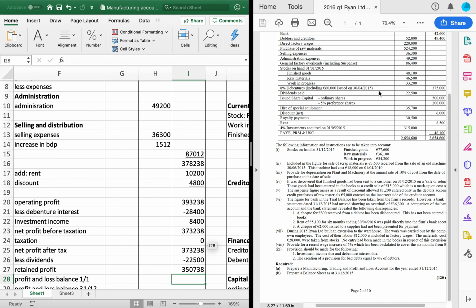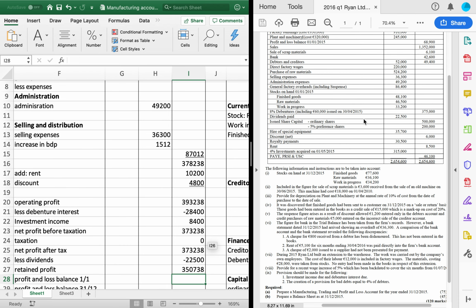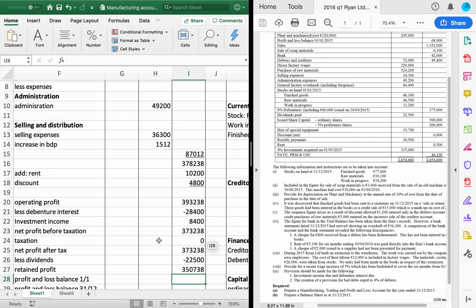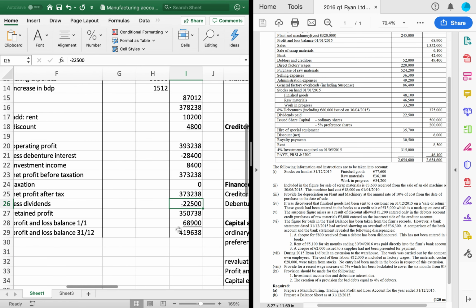That's 357.38. And then there's the profit and loss balance of 68,900. It's on the credit side, so you'll add it on. If it's on the debit side, you would take it away. So your profit and loss balance gets added on, and that's 419,638. Again, we'll only find out at the end if it's right.